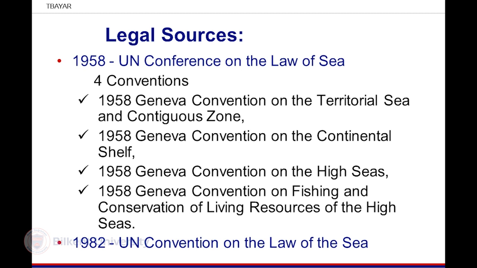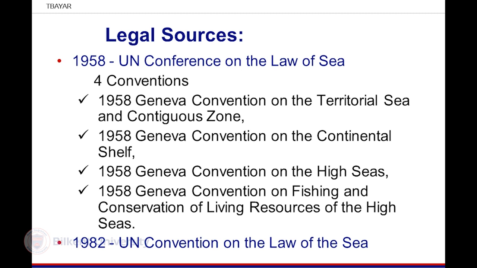For the law of the sea, we have two sources. One of them is the 82 UNCLOS Agreement, the United Nations Convention on the Law of the Sea. The other one is taken as one single source, but that's not true. That is known as the 1958 UN Conference on the Law of the Sea, which has generated some conventions. So some refer to that as the 58 Convention.